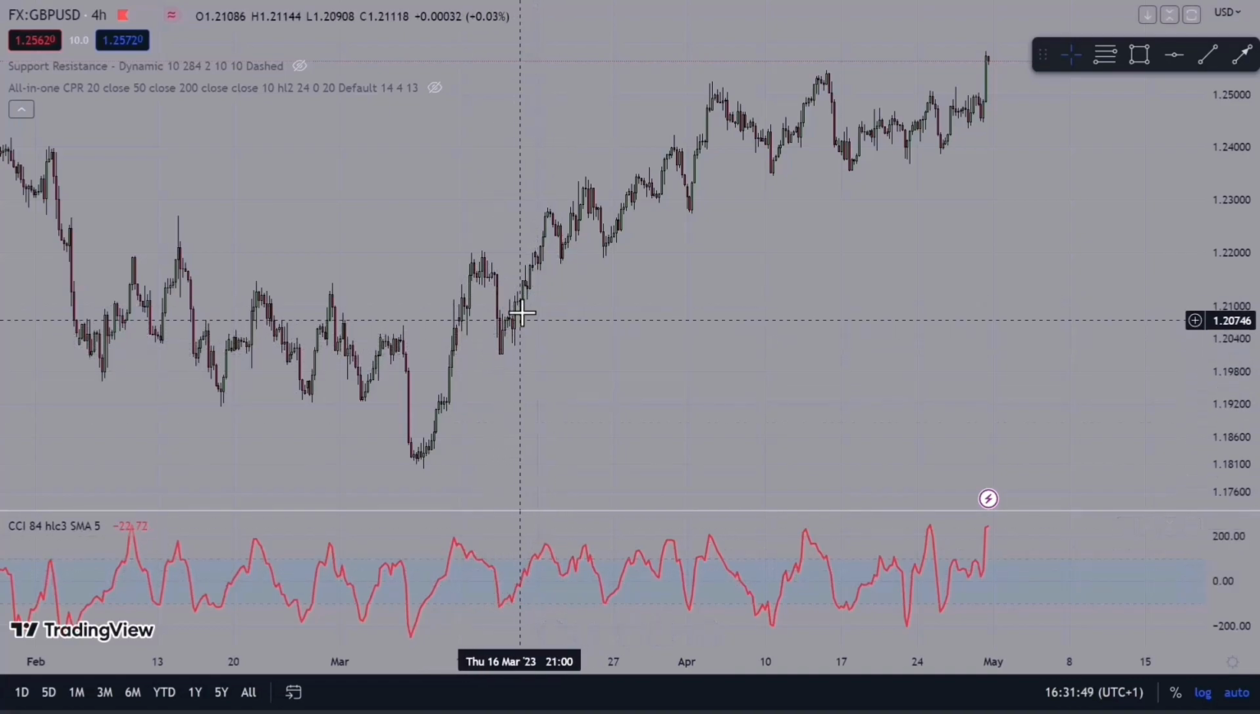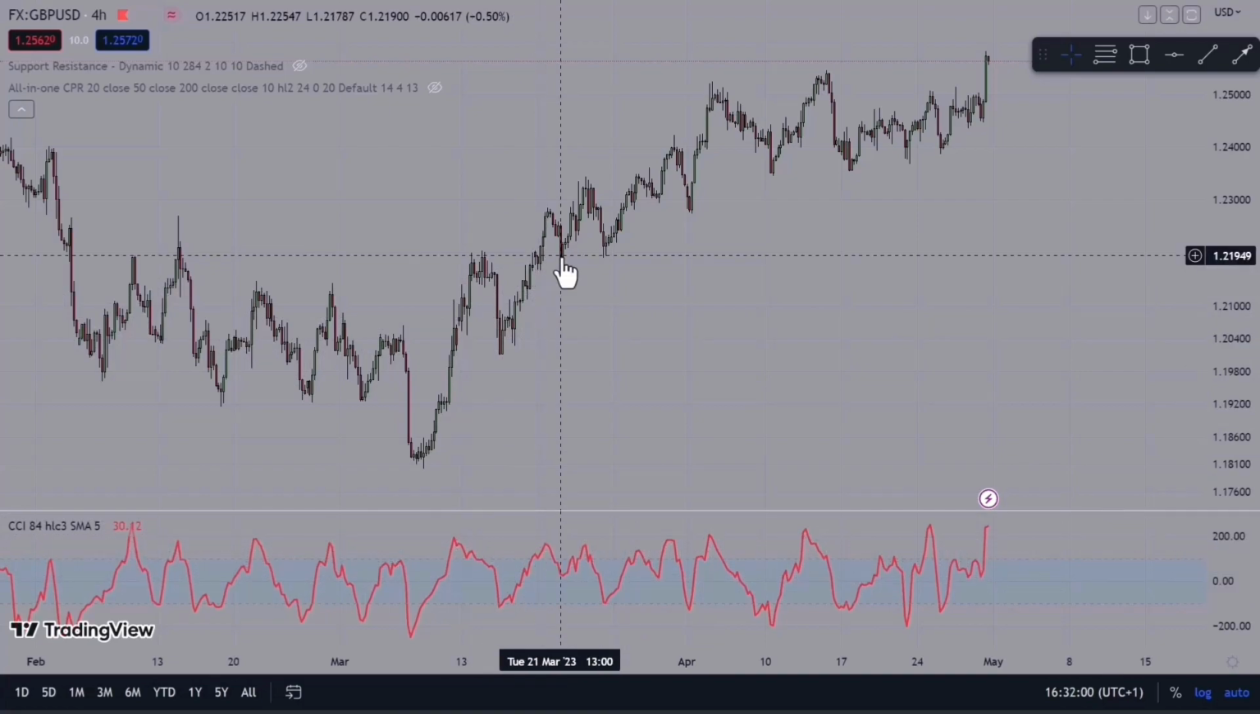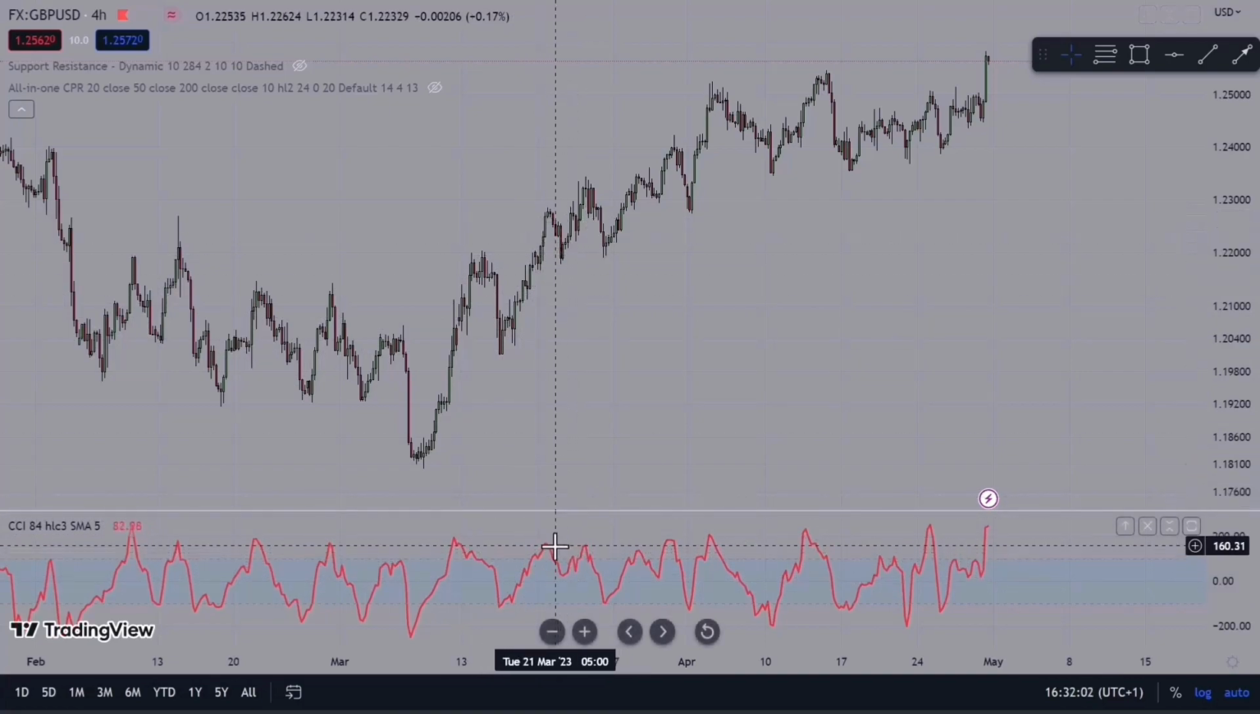You can see that as the market tends to push up, there is more momentum to the upside. When the market tends to drop to retest the previous level, you see that the momentum is pushing to the downside.